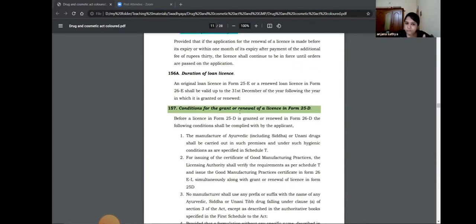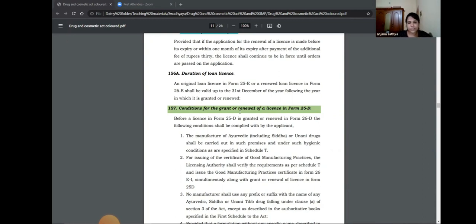It is valid up to 31st December of the year following the year. If the loan license is issued in 25E, say in February 2020, it will be valid till December 2021. So the 31st December of the following year. That is the duration of a loan license. So the validity is around 1.5 to 2 years.